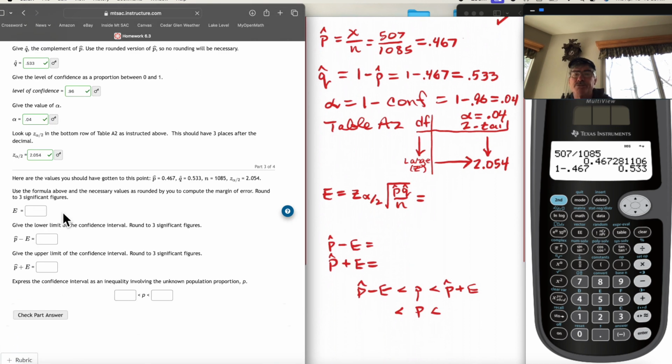So now we're ready for a margin of error. The formula's down here. We'll just put in the numbers. 2.054 times the square root of p-hat, which was 0.467, times q-hat, 0.533, over n, 1085, I believe. Yeah. Okay, and let's go ahead and run that on the calculator here.